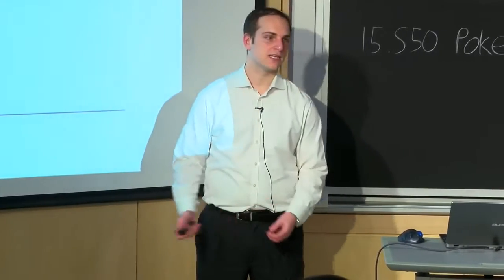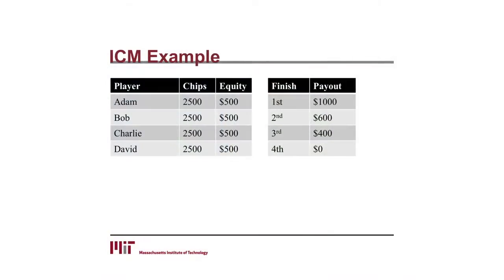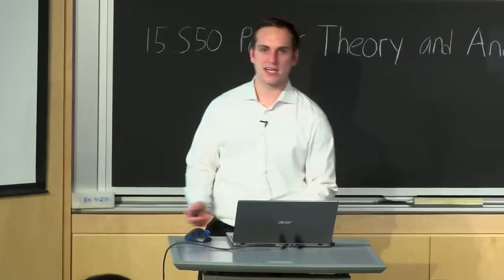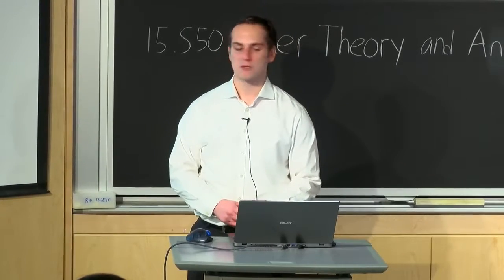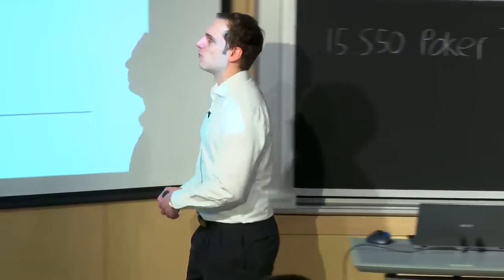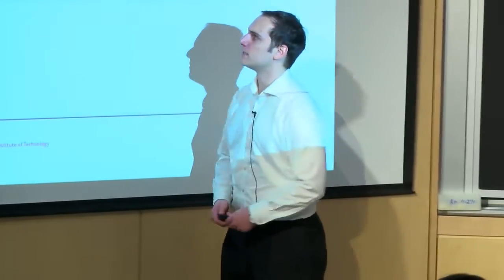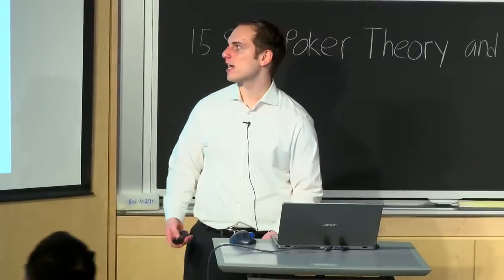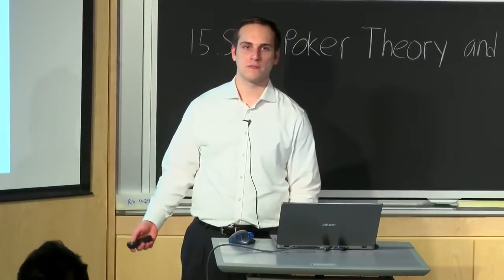Yeah, it should be just 25% of the whole pot, because he has 25% of the chips. The whole pot is $2,000, so I expect his EV is 500, and it is. So everyone has a 500 EV. But say we're in a situation where Adam and David go into a coin flip, and then Adam beats David. Intuitively, what do you think Adam's equity should change to?